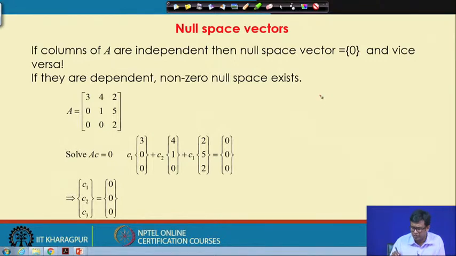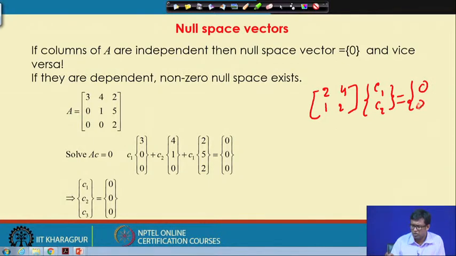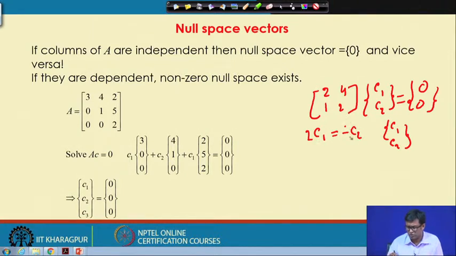For example, if we take a matrix with dependent columns, 2, 1, 4, 2, the columns are dependent on each other. We write C1, C2 equal to 0, 0, and we can clearly see that C1 equal to minus 2 C2 is one answer.